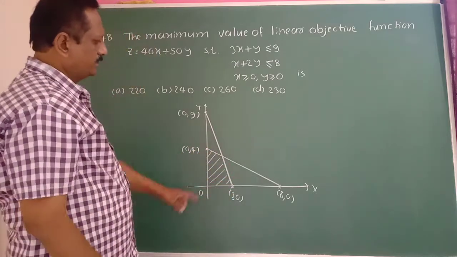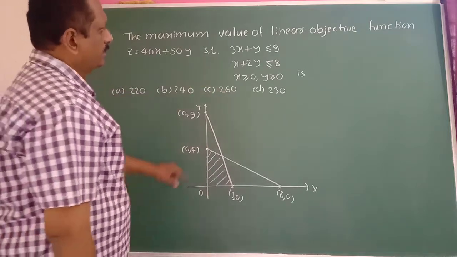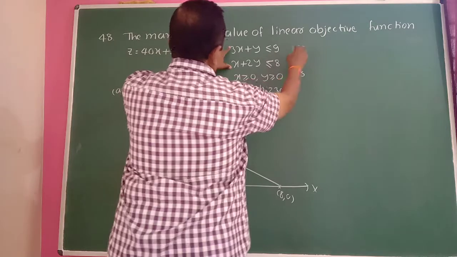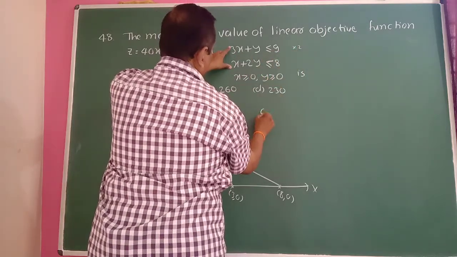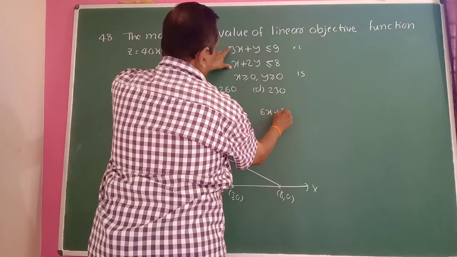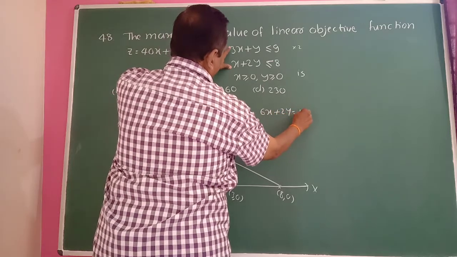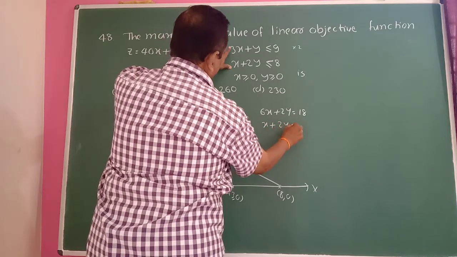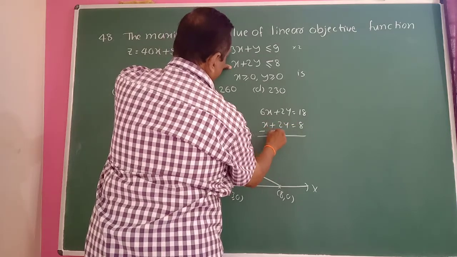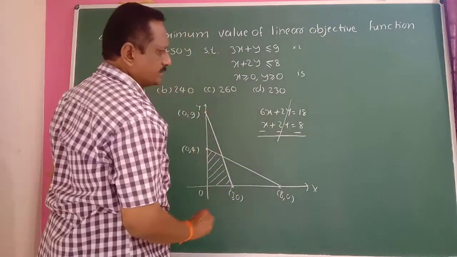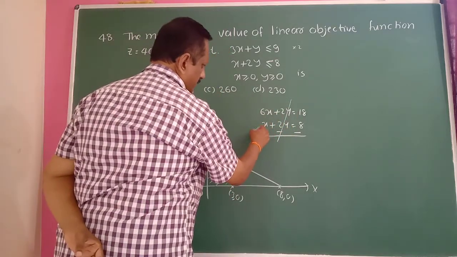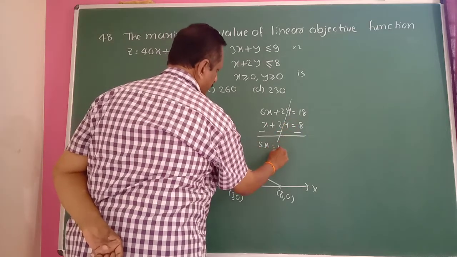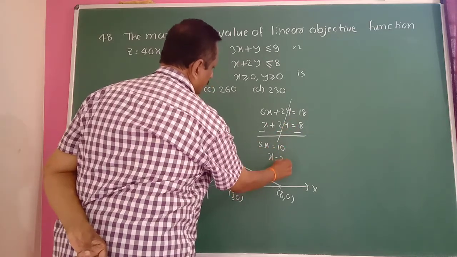Okay. Then solving these equations here. In this case, multiply the first equation by 2: 3x times 2 is 6x plus 2y equals 18. Then x plus 2y is equal to 8. Change the sign here. Plus 2y minus 2y cancels. 6x minus x is 5x, 18 minus 8 becomes 10. So x equal to 2.